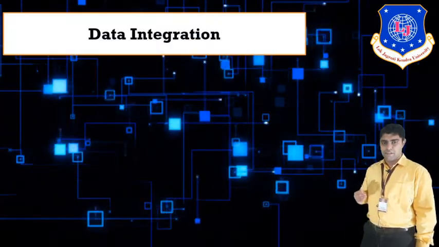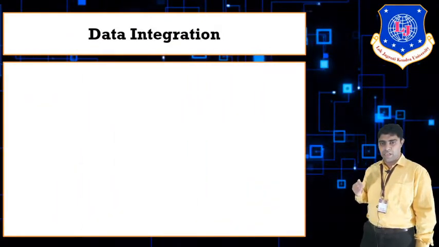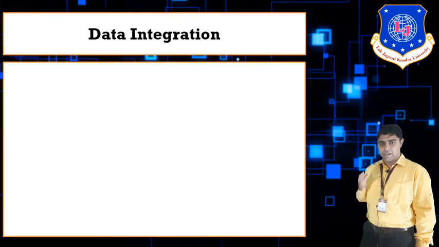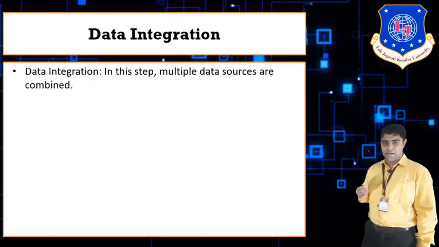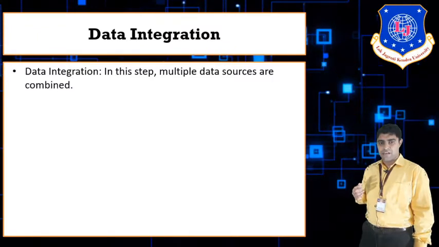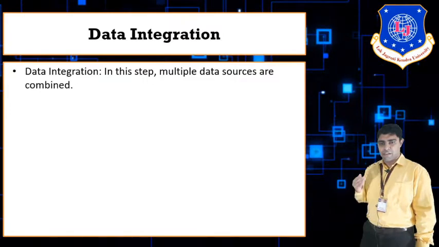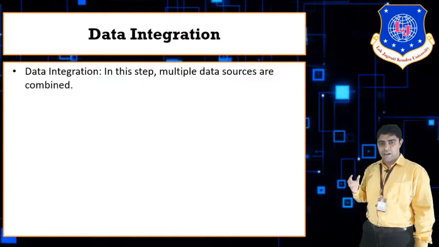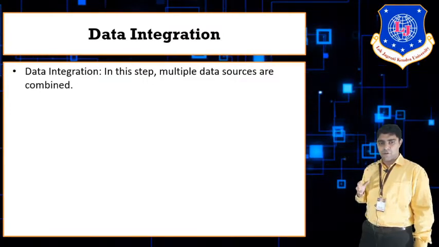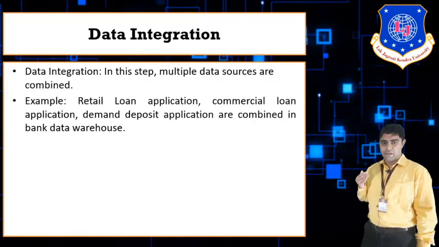Next step is data integration. In data integration we will integrate different types of data into one single data cube. Data integration is another step after data cleaning, where multiple data sources are combined. Multiple data sources, like from websites, e-commerce and other data repositories, are combined into a single data source. That is called data integration.